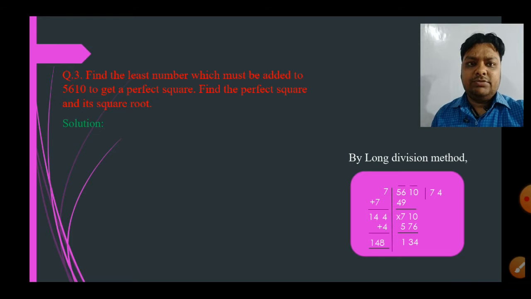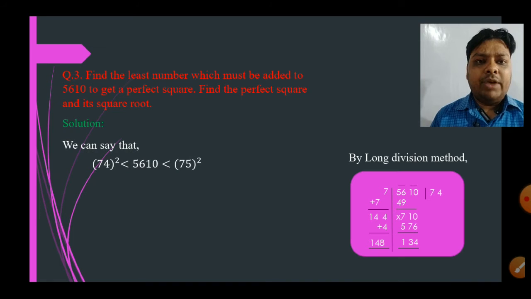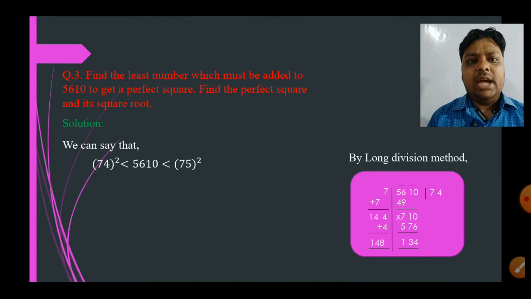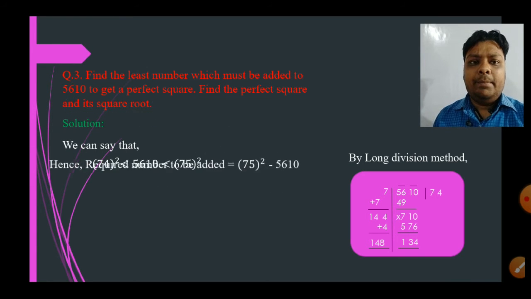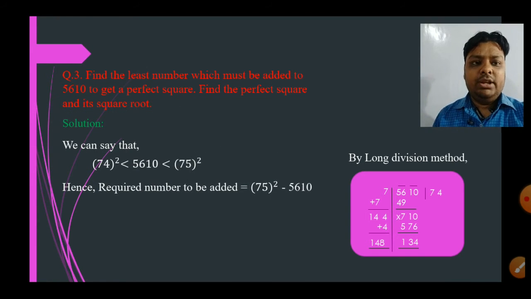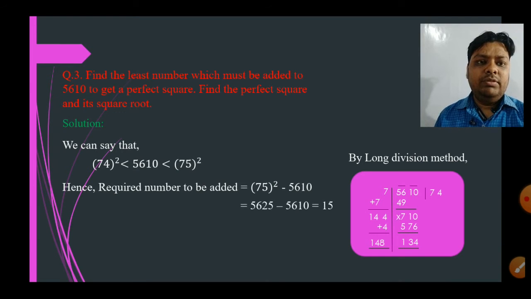So like this we can write that 5610 is greater than 74 to the whole square, but it is less than 75 to the whole square. Okay, so to get the least number which must be added, we will subtract 5610 from 75 to the whole square. Okay, then we will get what? We will get 5625 minus 5610, it means 15. Okay, so 15 is the number which must be added to get a perfect square.